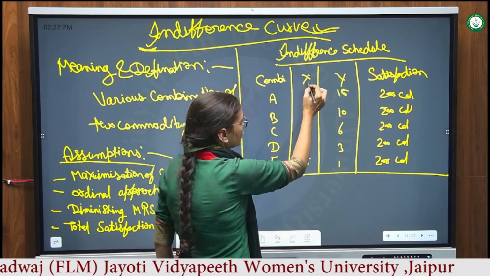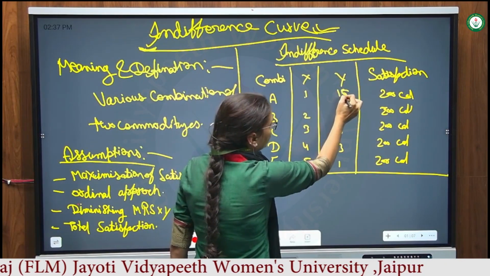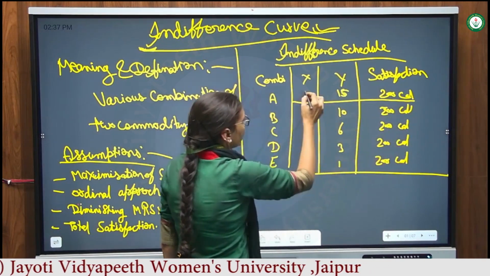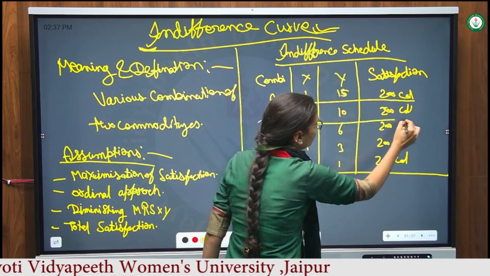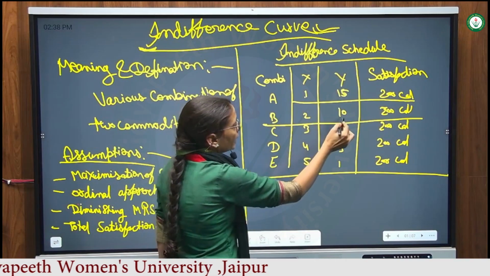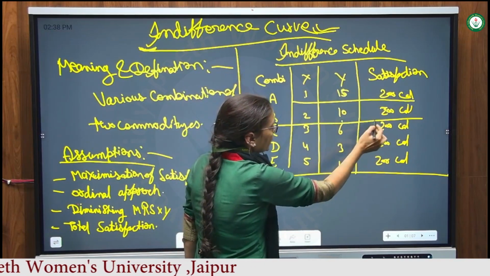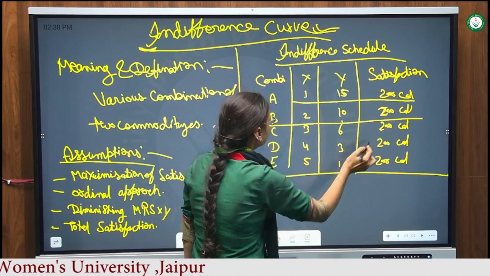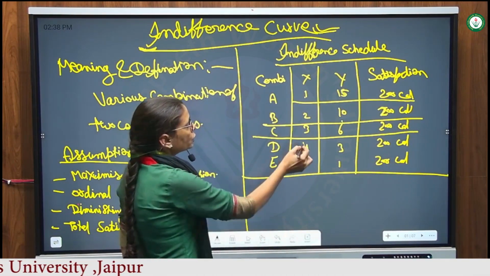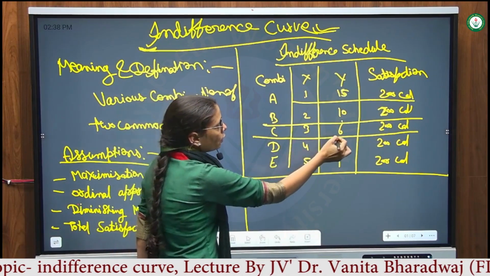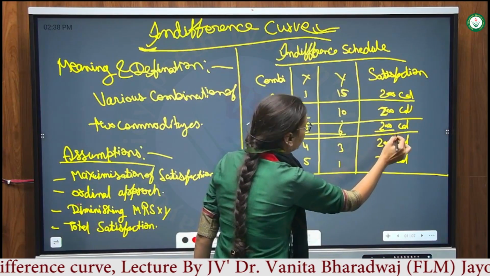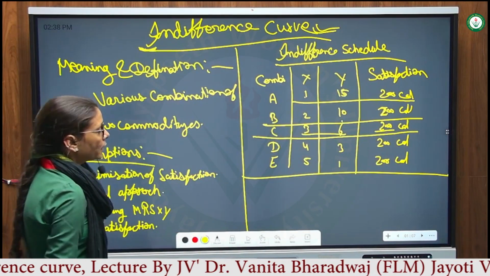In the first combination, commodity X is 1 unit and commodity Y is 15 units, but they give 200 calories to the consumer. In the second combination B, the consumer has 2 units of commodity X and 10 units of commodity Y. They give the same level of 200 calories. And the third combination C is 3 units of commodity X and 6 units of commodity Y, which gives the same level of satisfaction, 200 units. This is the indifference curve.